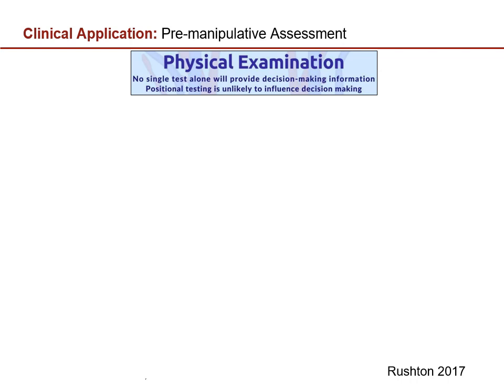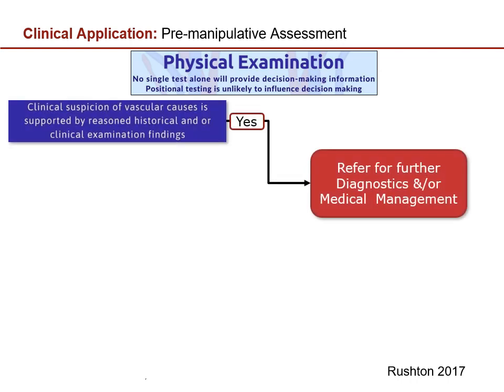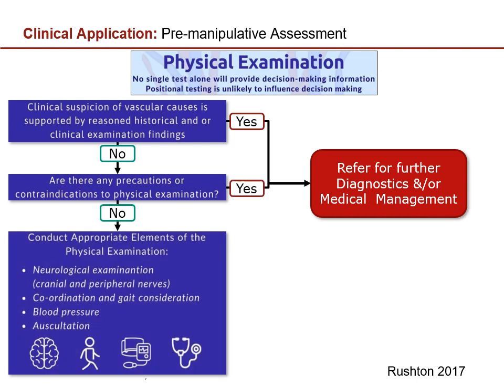Okay, and when you're transitioning to the physical examination, same sequence of questioning that you would otherwise go through with your cervical and or your thoracic spine. So clinical suspicion of vascular and or visceral or non-musculoskeletal conditions, then you're going to refer for further diagnostic and or medical management. Are there any precautions or contraindications that even conducting the physical exam may not otherwise be safe or appropriate for this patient? If yes, take that same action and get them the care that they need.